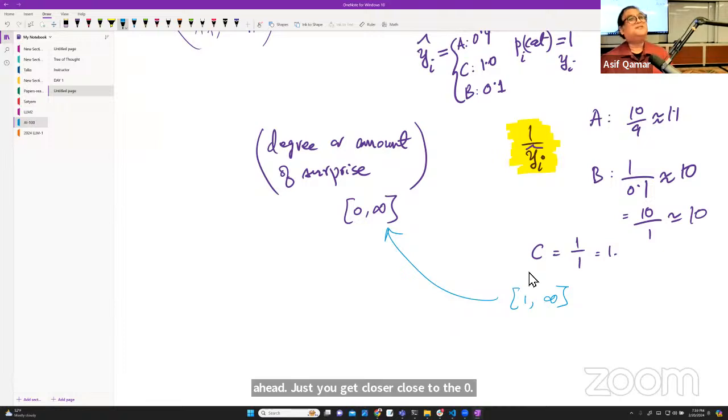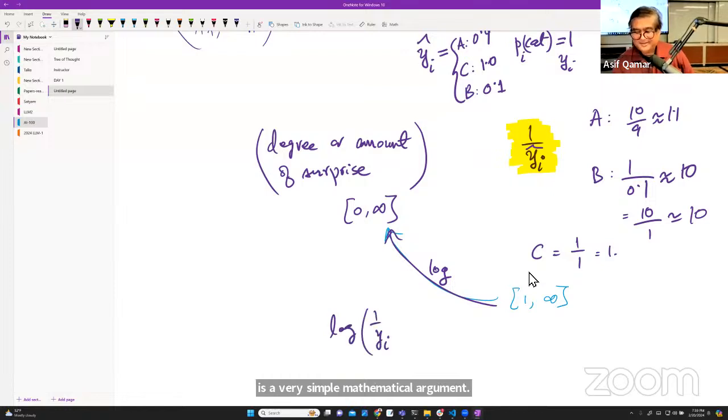Yeah, it's actually simpler than that. Exponential. The opposite of exponential. What happens if you take the log of it? What is the log of 1? 0. What's the log of infinity? It's still infinity. So this is a very simple mathematical argument. And so what are you saying? You're taking the log of 1 over yi, isn't it? Or predicted yi, right? Are we together?